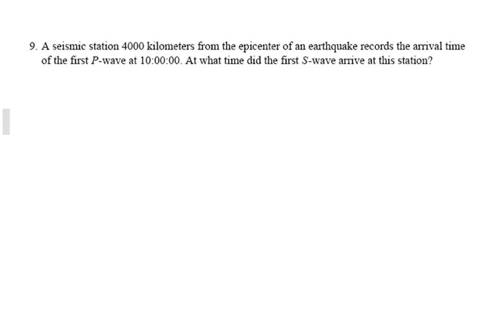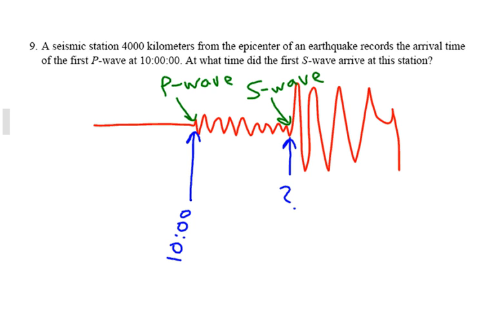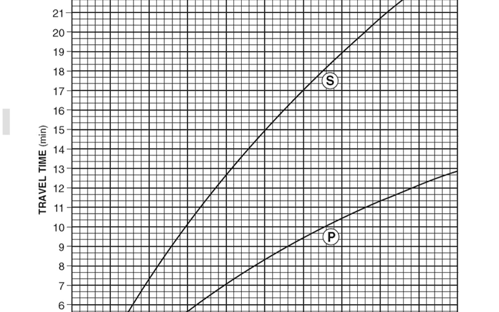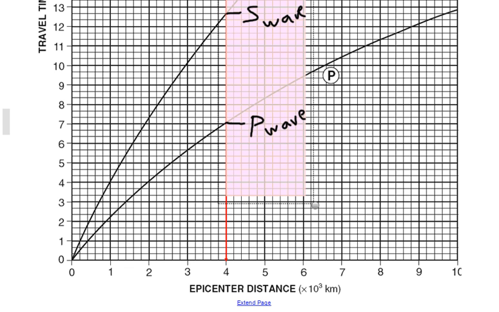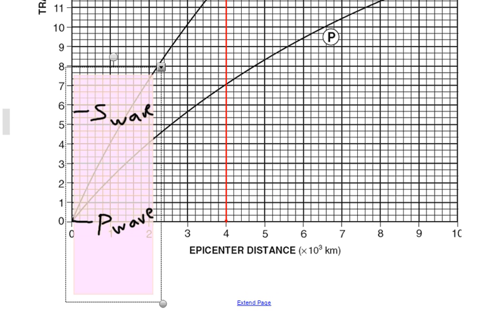All right, last question. They're saying that a station is 4,000 kilometers from the epicenter of an earthquake, and we have the arrival time of the first P wave at 10 o'clock. So again, we draw, there's the P wave. So the P wave got there at 10 o'clock. What time did the S wave get there? The key is that it's 4,000 kilometers away. If I go to 4,000 kilometers right here, I can know the time difference between the P wave and the S wave. Again, I'm going to use my chart. I match up the P wave and the S wave. I see there's a 5 minute and 40 second difference.